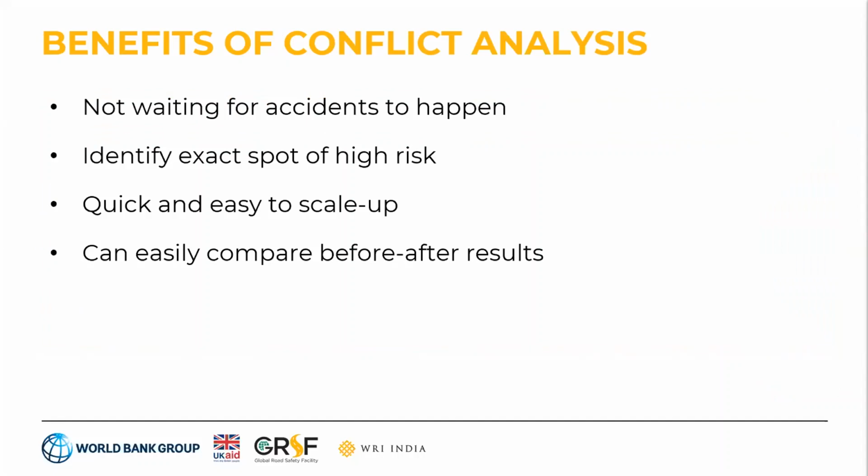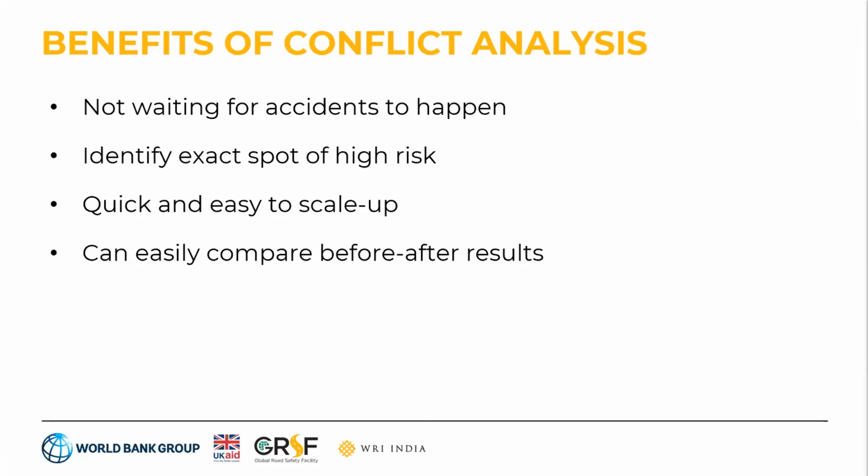Now, why is this useful? For one, crash conflict analysis allows us to take action before an accident happens. We're not waiting for something disastrous to happen before we take precautionary measures, and that's one big advantage. The second thing is that it helps us identify the exact spot of high risk. We can pinpoint down to the square meter the locations where most of these near conflicts are happening. Then we can come up with engineering interventions, whether it is an extension of a median, the installation of a protective island, or elimination of a blind spot. These are the kinds of interventions we can arrive at once we do this kind of deep analysis.